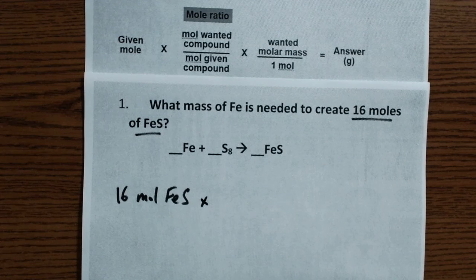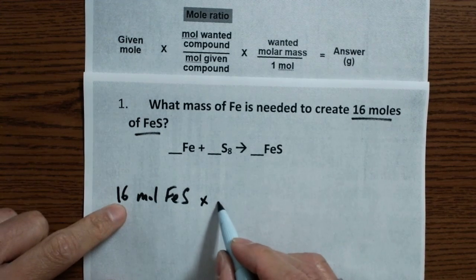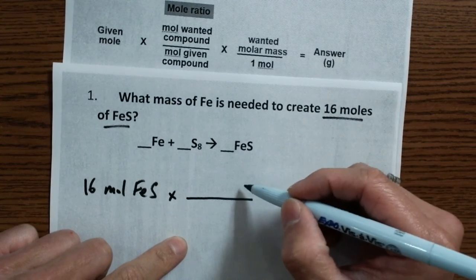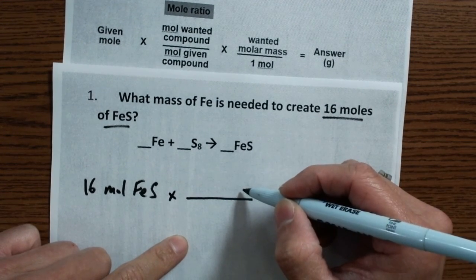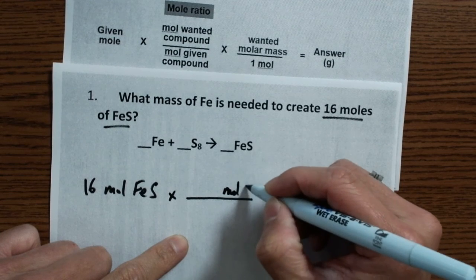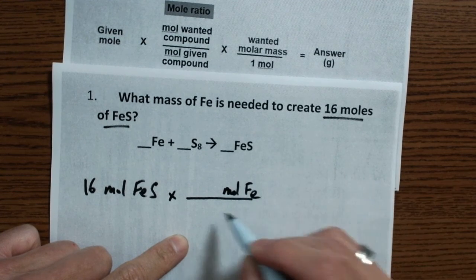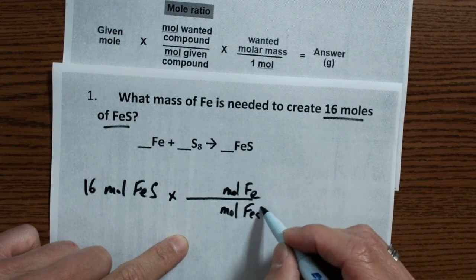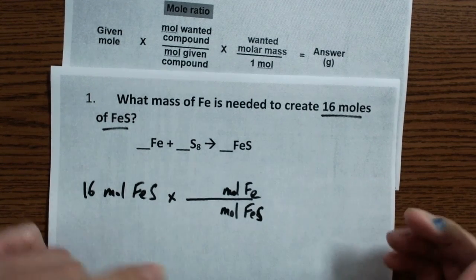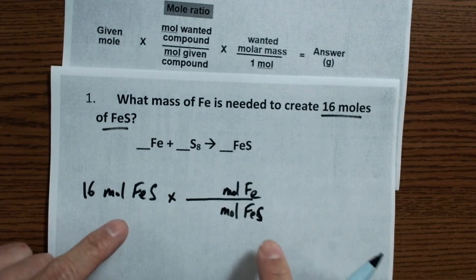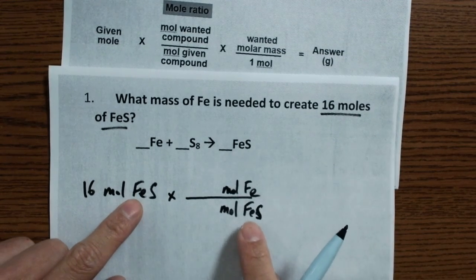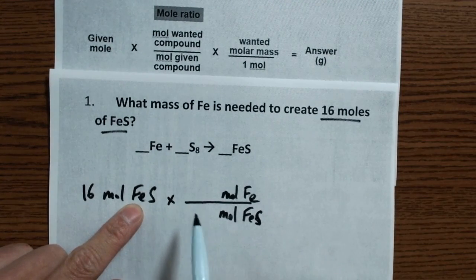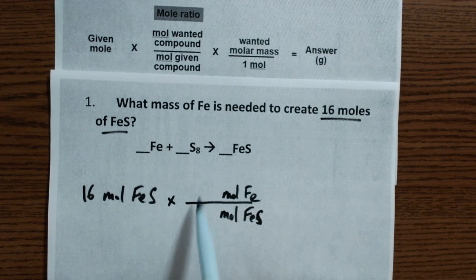Okay, so we gotta use the mole ratio. And when you do your mole ratio, it's always going to be the wanted compound goes on the top, and the given compound at the bottom. And to double check that, you're like, wait a second, what's wanted, what's given? These two units are always going to be the same. Okay, up next will be your ratio.